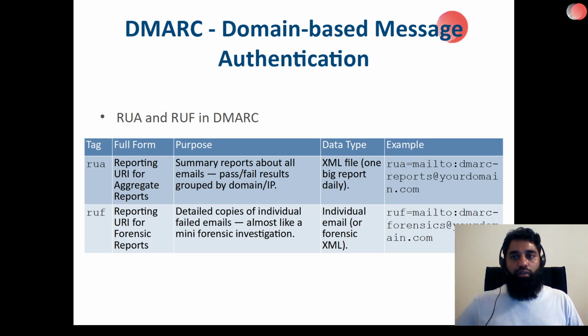DMARC tells the receiver what to do if an email fails SPF or DKIM. Should it be quarantined, rejected, or just reported? It also provides reporting, so you can monitor attempted abuse. There are two types of DMARC reports, RUA and RUF. RUA reports are daily reports. It's a summary of all the emails, with pass and fail results grouped by domain and IPs. And RUF are detailed copies of individual failed emails. So RUAs are sent once a day and RUF is sent whenever an email fails.